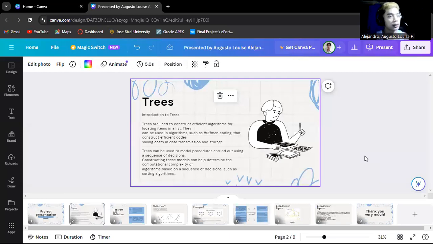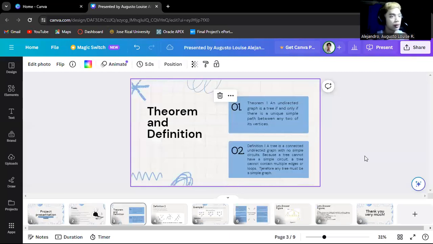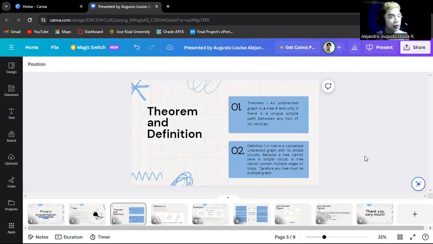Constructing these models can help determine the computational complexity of algorithms based on a sequence of decisions, such as sorting algorithms. So let's go for the theorem and definition.